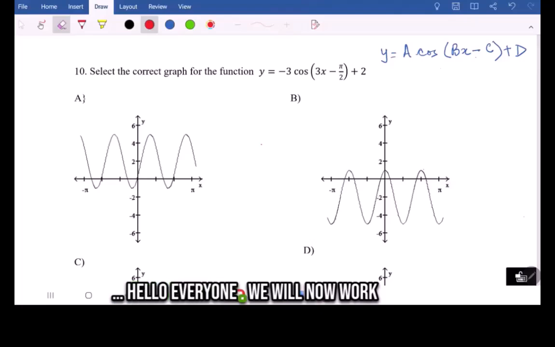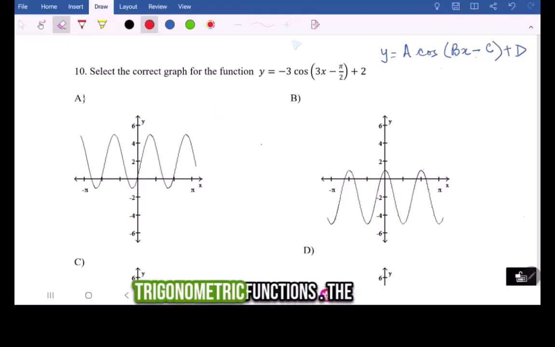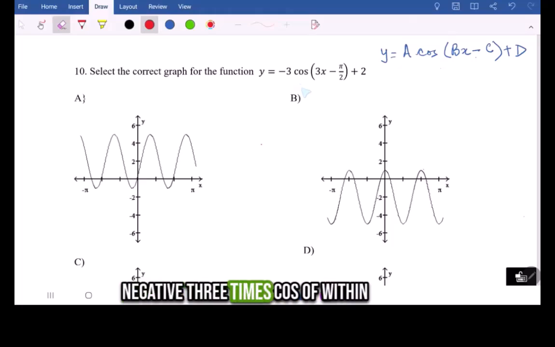Hello, everyone. We will now work on question number 10 of project 3, which is also on graphing trigonometric functions. The function given to us is y equals negative 3 times cos of, within brackets, 3x minus pi over 2, plus 2 outside the brackets. Now, this is a complete function in the sense that it includes all possible variations that a graph could have.